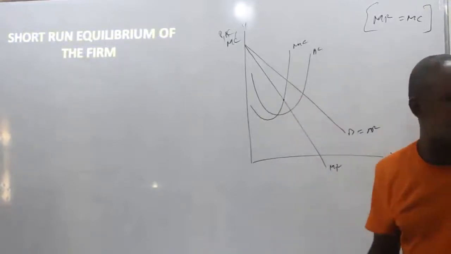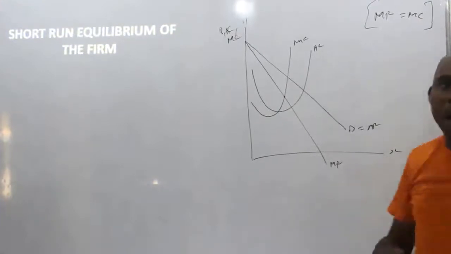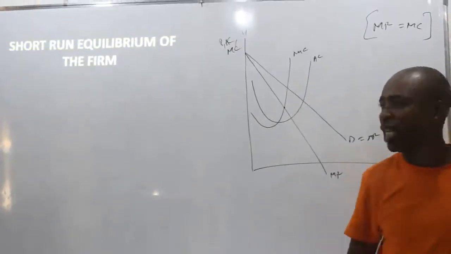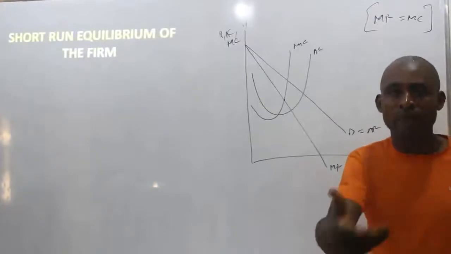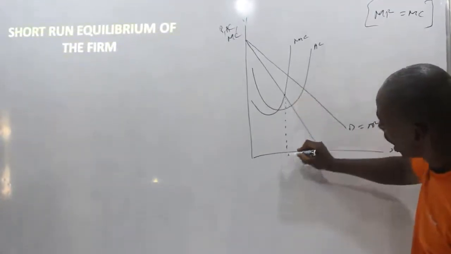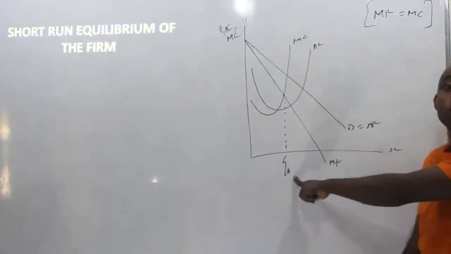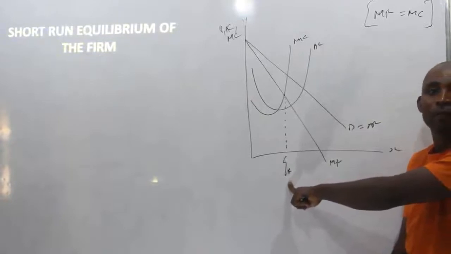So at this point, the marginal revenue is equal to the marginal what now? Cost. Now, how do we know the quantity this firm will produce to maximize profit? We'll now trace it from here downward and put Q star. So this firm must produce the quantity Q star to maximize profit.